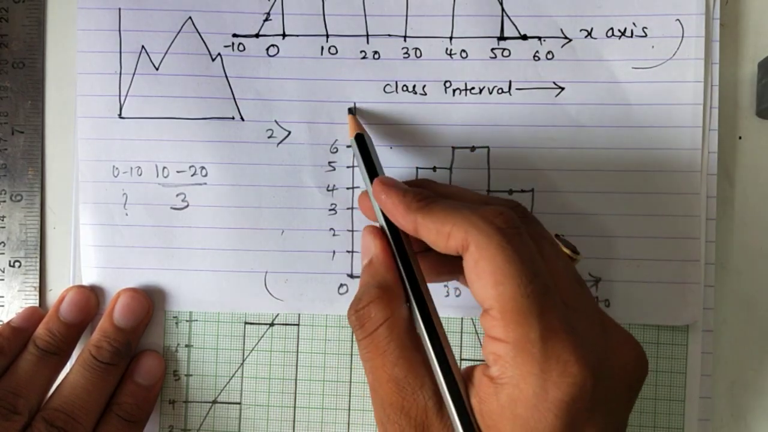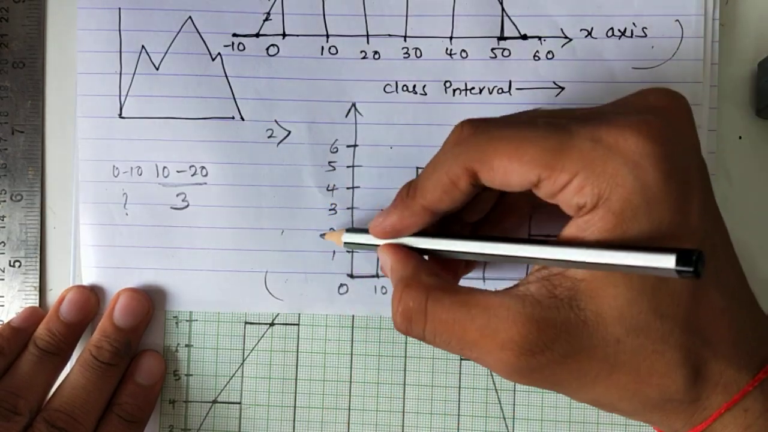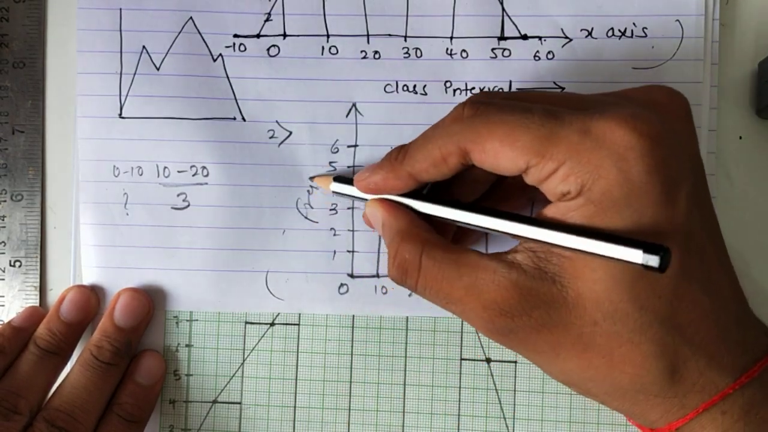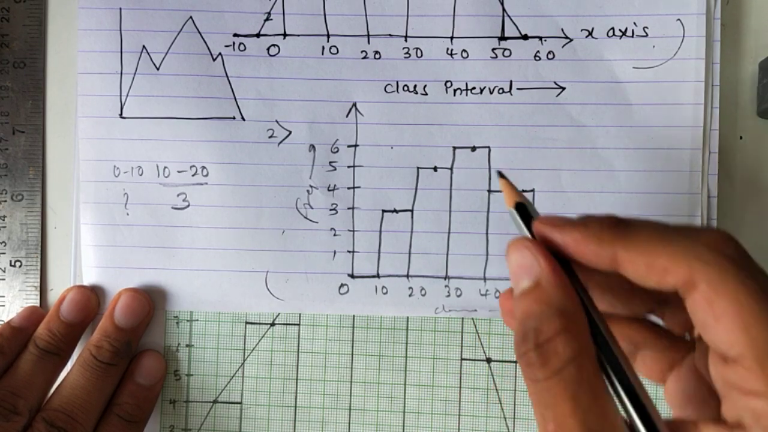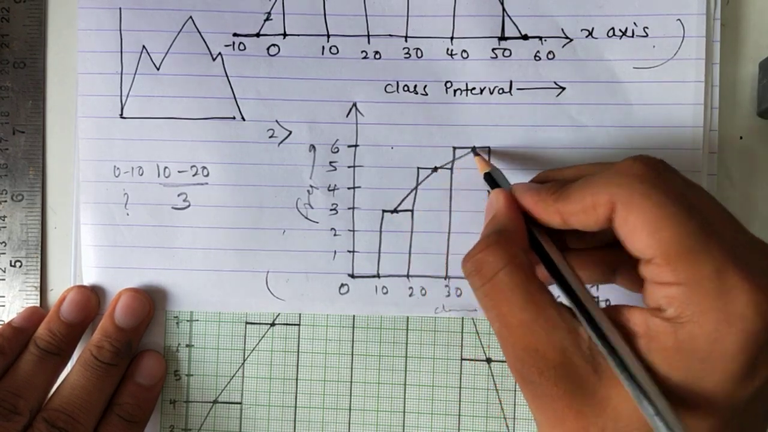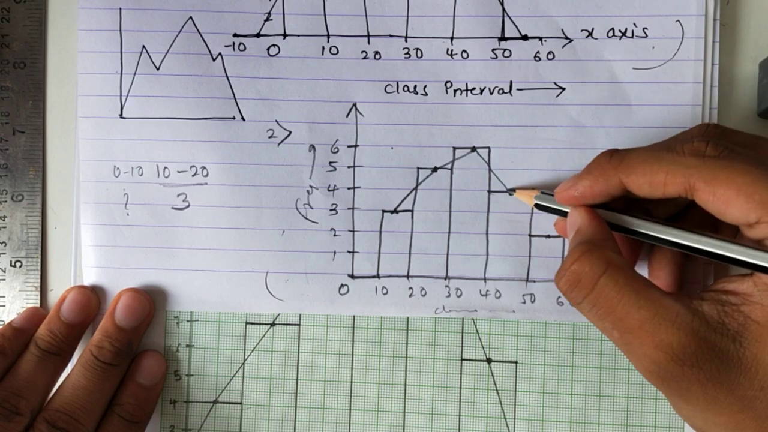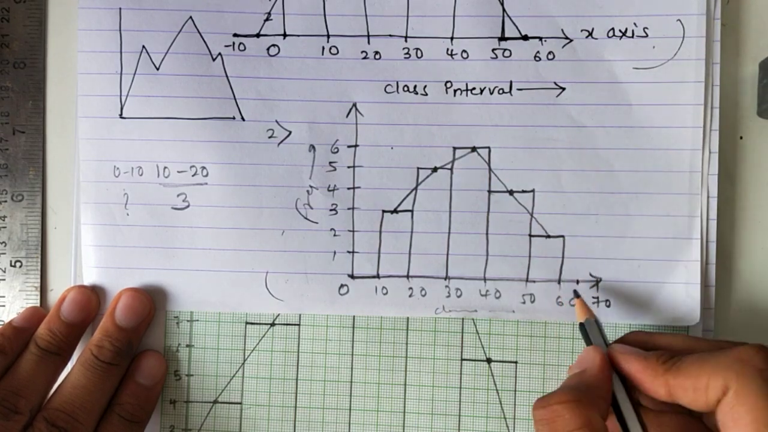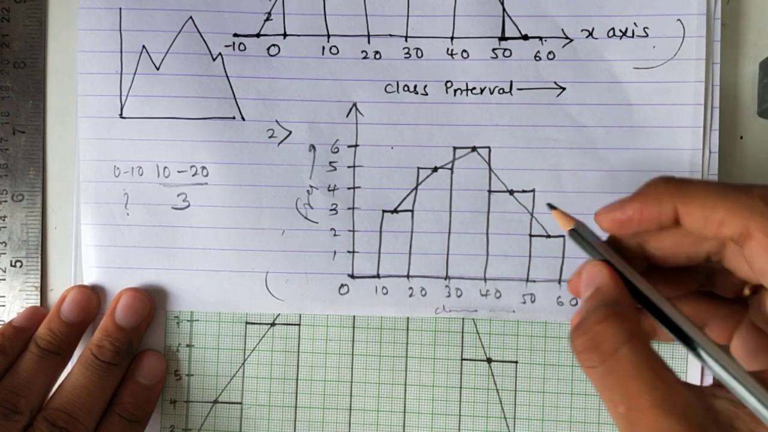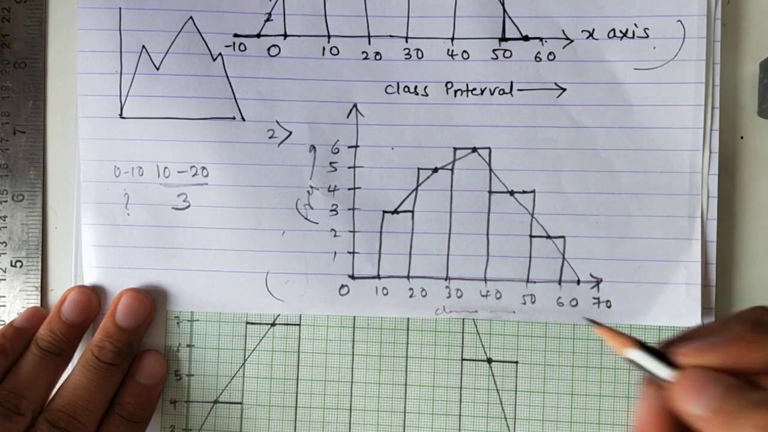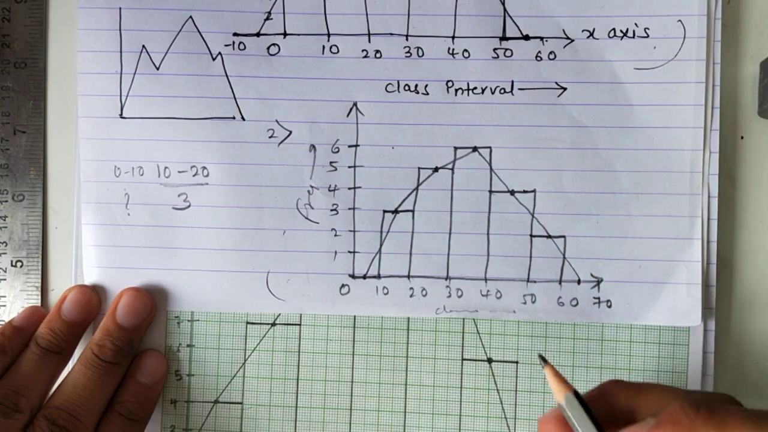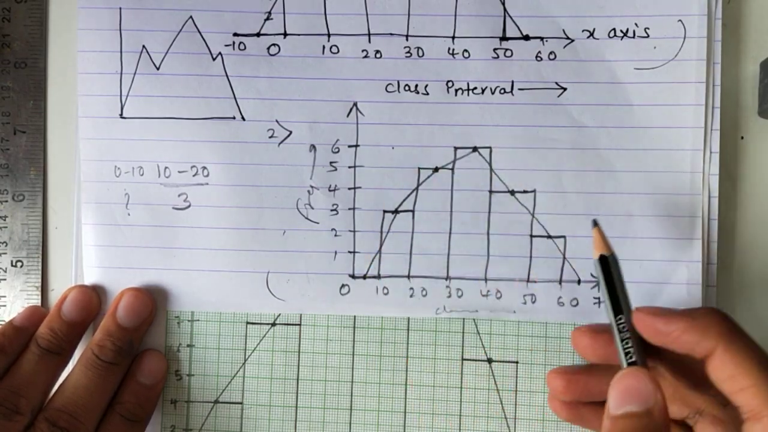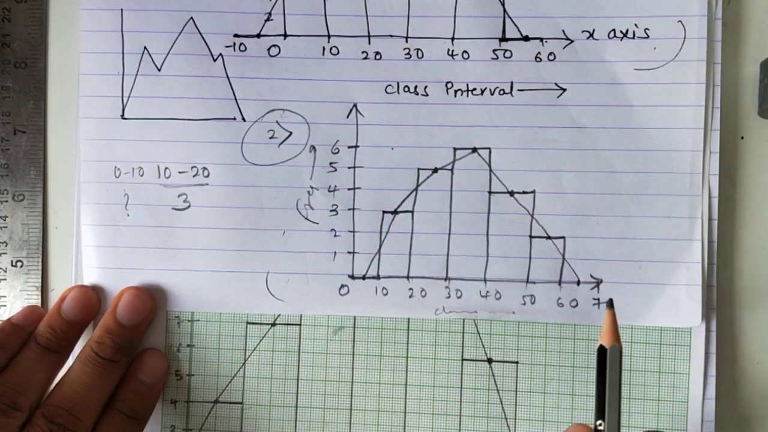Don't forget to label. This is the y-axis, write here frequency, and write here class interval. Then join the midpoints. This midpoint, the midpoint of this extra class, and the midpoint of this extra class. So this is how your frequency polygon for the second sum will look.